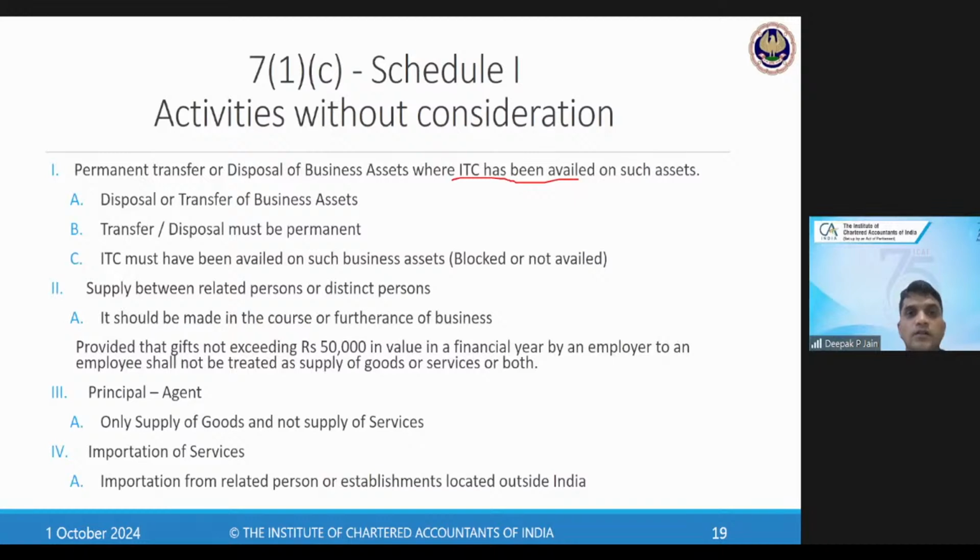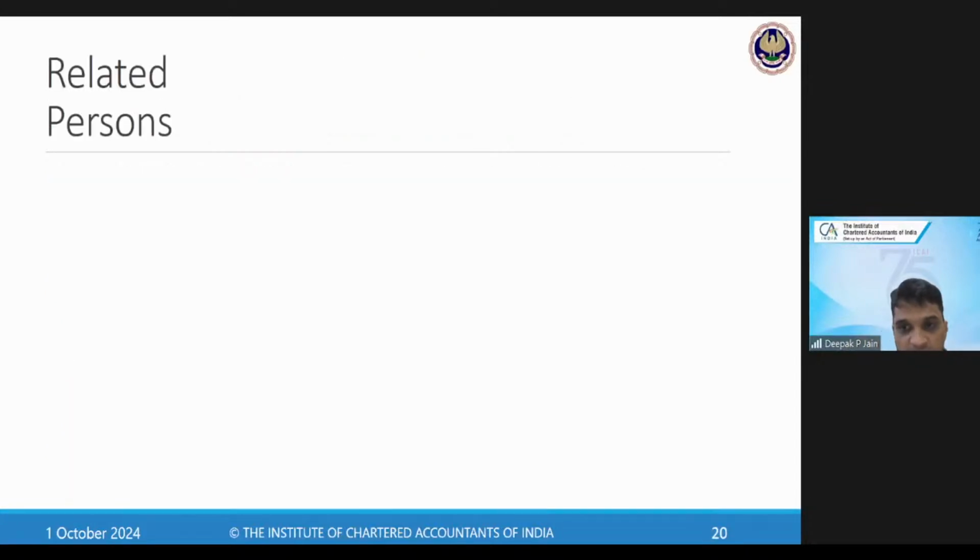Okay. Schedule 1, point number 1 is clear. Point number 2 says supply between related persons or distinct persons. So when I make any supply between related persons or distinct persons, it should be made in the course or furtherance of business. For that, it is necessary for us to understand what are related persons. So we'll go to the definition of related persons.